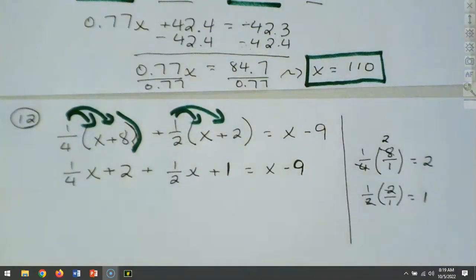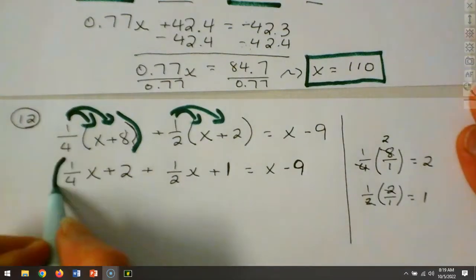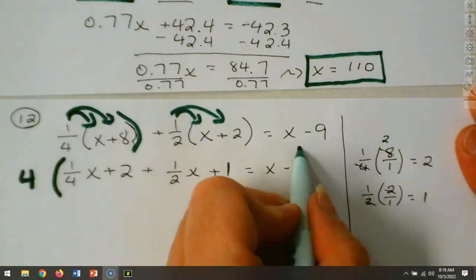Okay, so everyone all right with that so far? Now, what do we need to do? Go ahead and clear out the fractions. What do we have for our denominators? It's very easy on this one. Our denominators are a 4 and a 2. Well, 4 goes into 2 and itself, so I'm just going to go ahead and multiply everything by a 4.